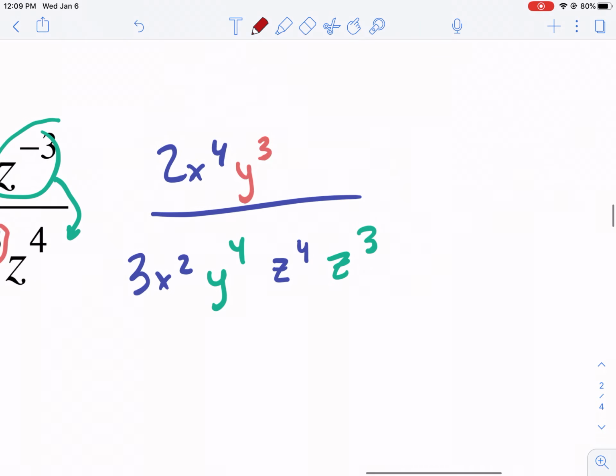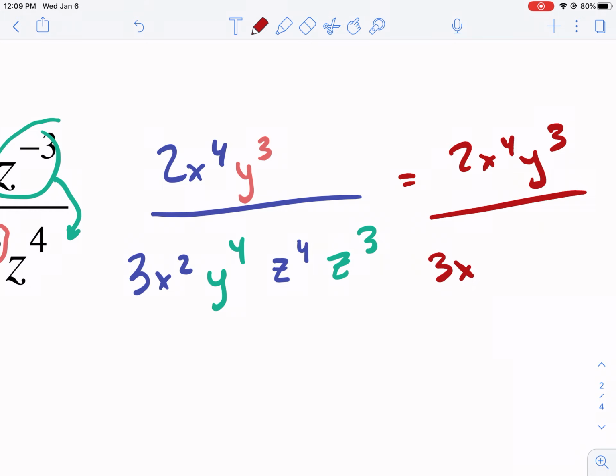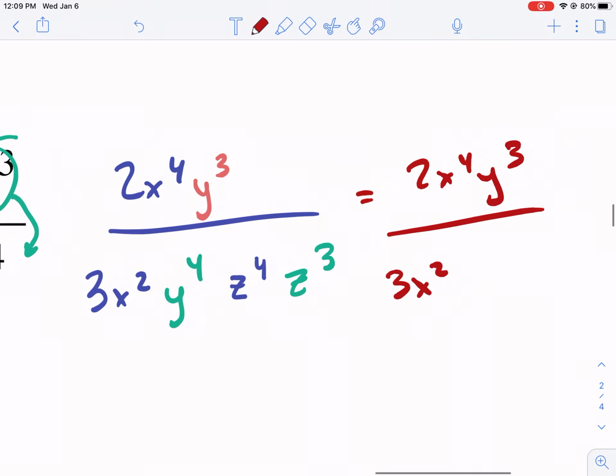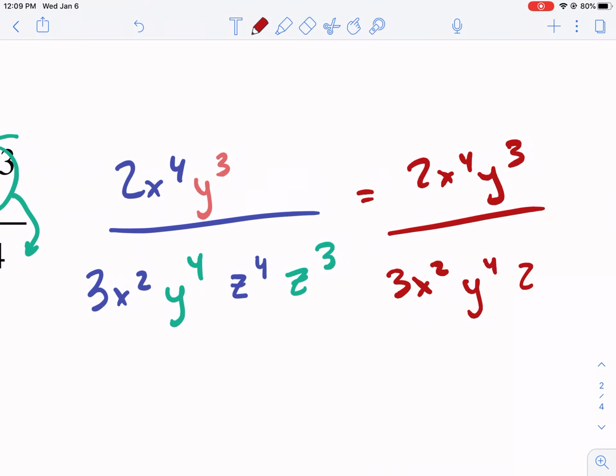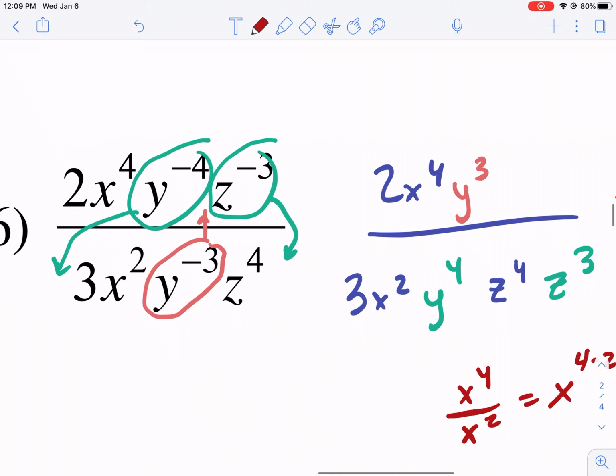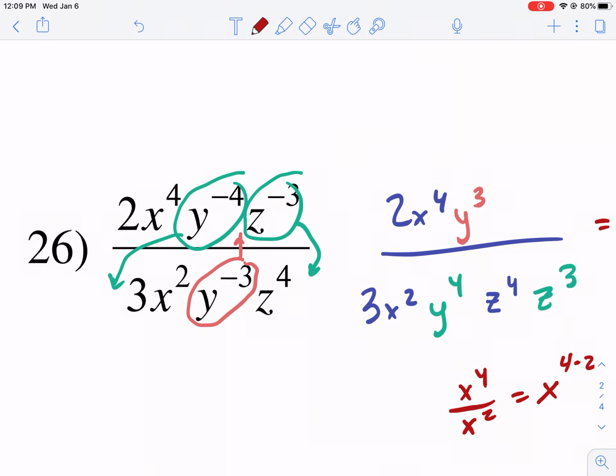So what we have going on here, we have 2x to the 4th y cubed over 3x squared y to the 4th, but then we have z to the 7th. Now, this is what I like to do for these, is I like to cancel. Some people like to do the quotient rule, which is if you have x to the 4th over x squared, that's the same thing as x to the 4 minus 2. So then they just do subtraction the whole time. And you can do that right from the get-go. That's what I was alluding to earlier.